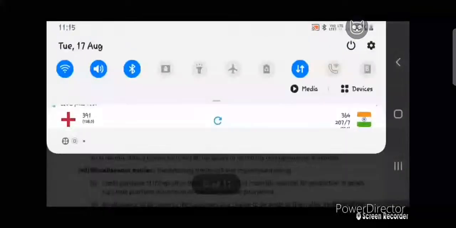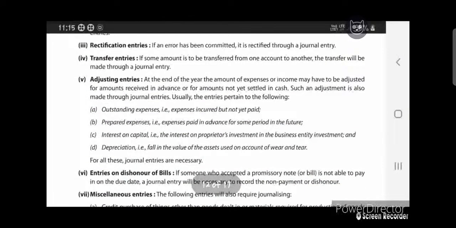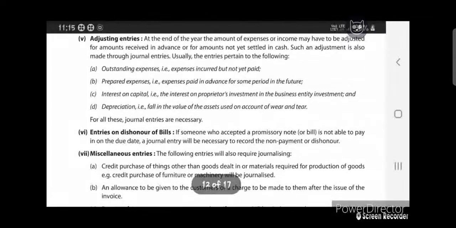If some amount is to be transferred from one account to another account, the transfer will be made through a journal entry. Only through a journal entry can you make that transfer to the company to which you want to send that money. Next is adjusting entries.